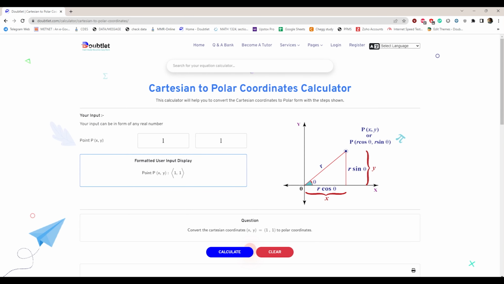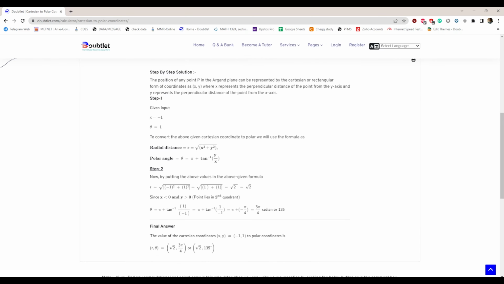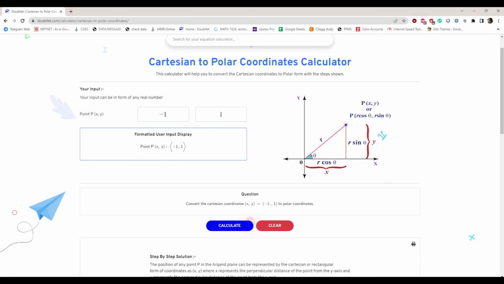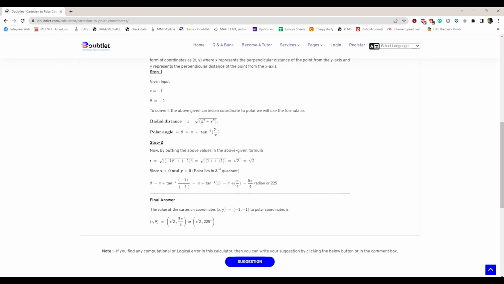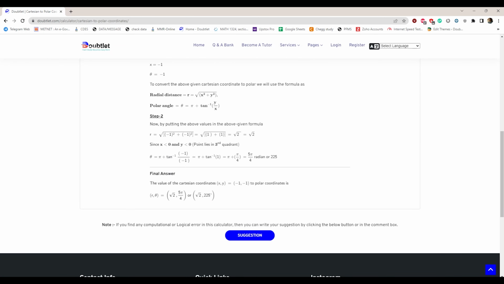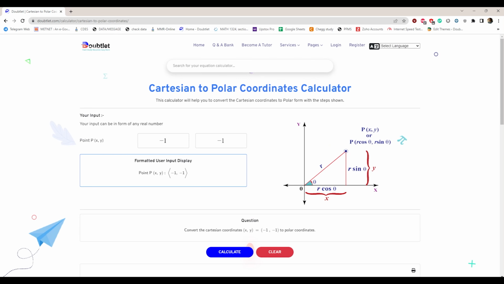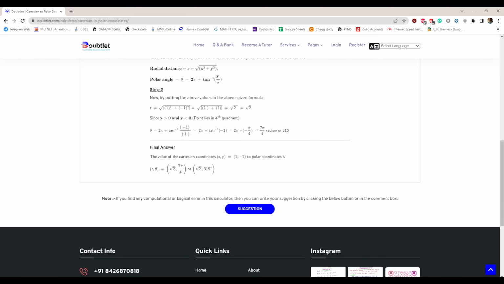If you want to change the coordinates to the second quadrant, that is minus 1 comma 1, the answer will change immediately to 135 degrees. The radial distance will remain the same. Now if we move towards the third quadrant, that is minus 1 comma minus 1, again the answer changes, and it becomes 225 degrees or 5 pi by 4. And now in the fourth case, where x is positive and y is negative, the answer will be 315, meaning 2 pi minus 45 degrees.